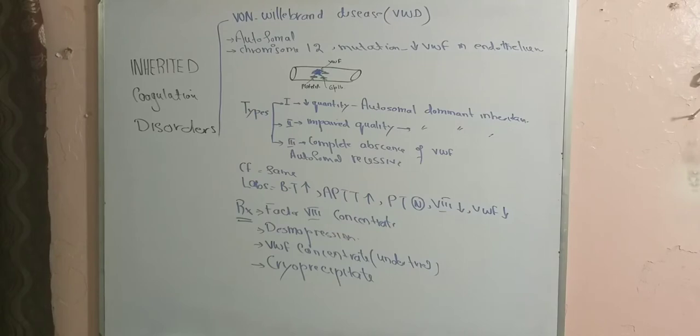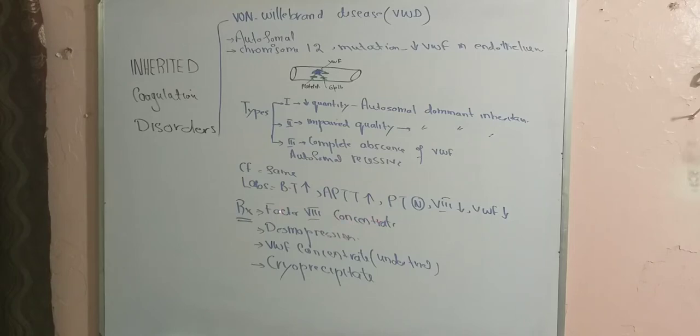So what is the treatment? Treatment largely focuses on factor VIII concentrate, because this factor VIII concentrate contains not only factor VIII but also the von Willebrand factor, which is the mainstay of the treatment nowadays. So it is given twice a week or thrice a week, or before surgery, or if there is going to be a bleed.